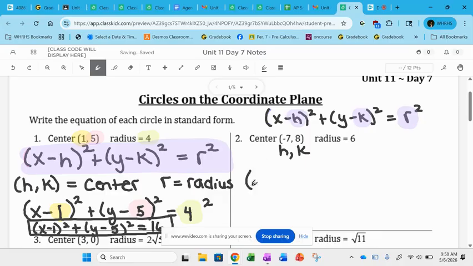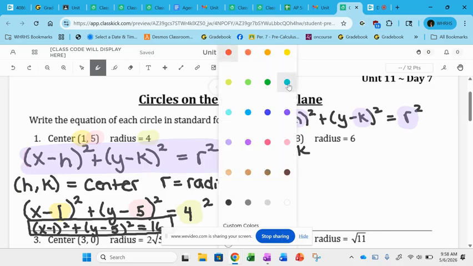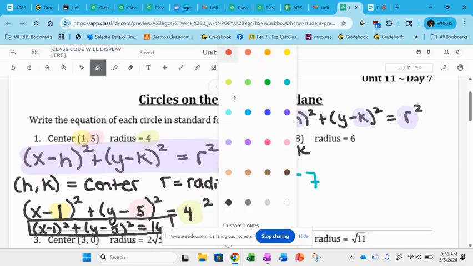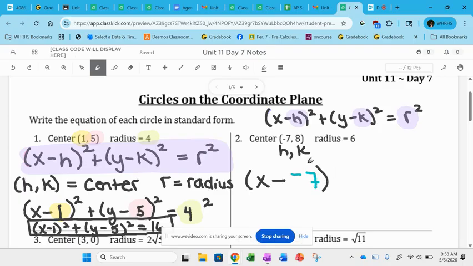So now we're going to go to our parentheses, but now be very careful. This ends up being x minus what? Not 7. A negative 7. Ooh, how many people did I trick? This is (x minus a negative 7) squared plus (y minus 8) squared equals 6 squared.